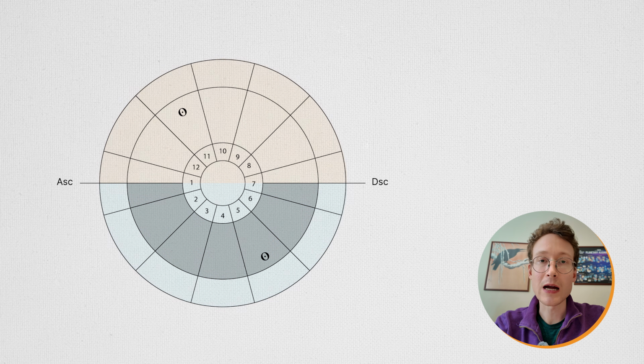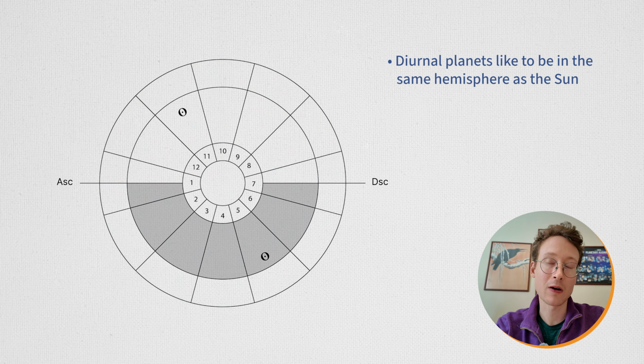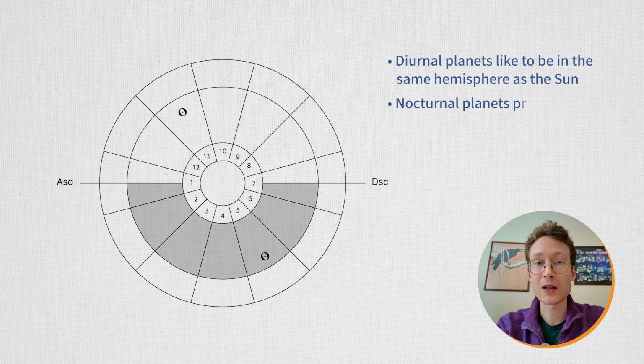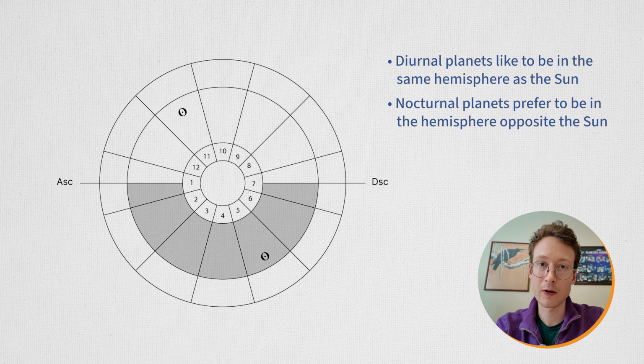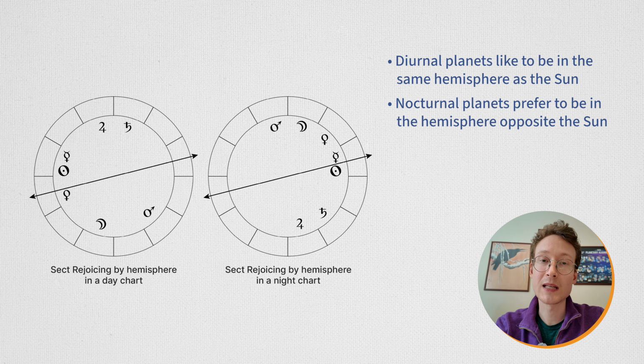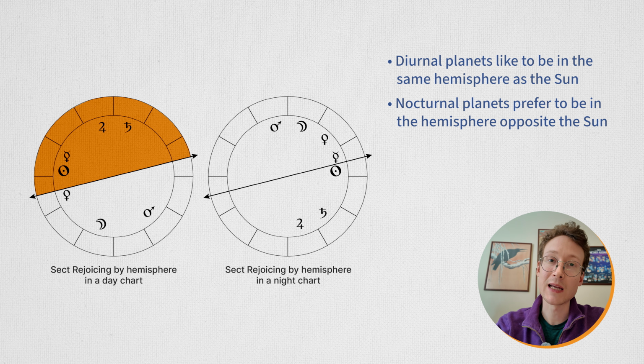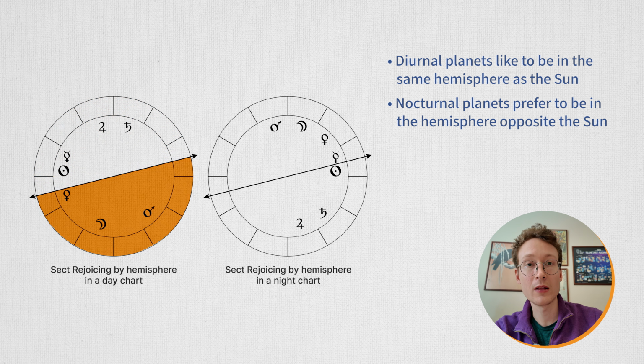In general, diurnal planets prefer to be in the same hemisphere as the Sun, whereas nocturnal planets prefer to be in the opposite hemisphere. That means, if it's a day chart, then the Sun will be above the horizon, and all of the planets in the day team will rejoice if they are in the upper hemisphere, whereas the nocturnal planets would rejoice if they're in the lower hemisphere.